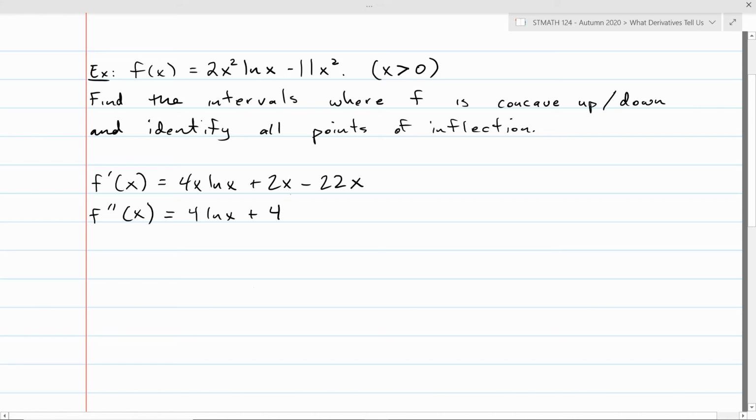And then you've got, well, that's just negative 20x above, so minus 20. So this simplifies out to 4 natural log of x minus 16. Now, if I'm going to figure out where the second derivative is going to be positive and negative, I have to figure out where it changes sign, and it'll change sign where it's equal to 0. So I need to set the second derivative equal to 0 and solve for x. This is where you'll get potential inflection points.